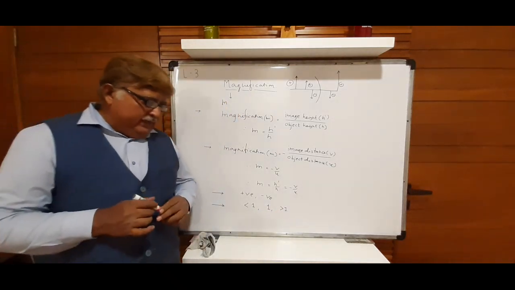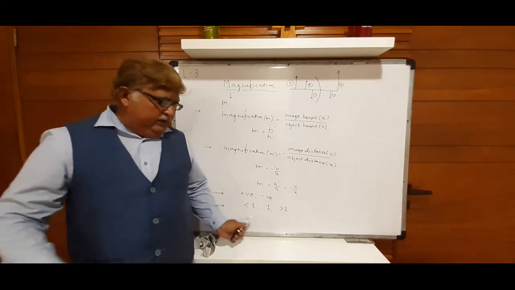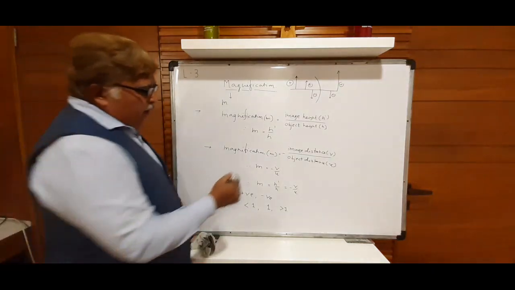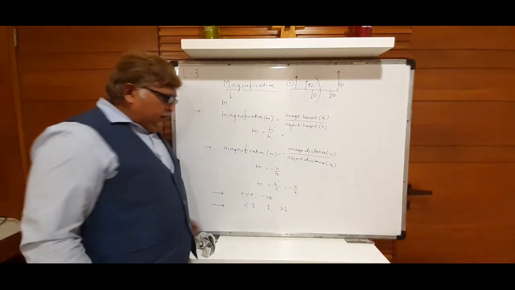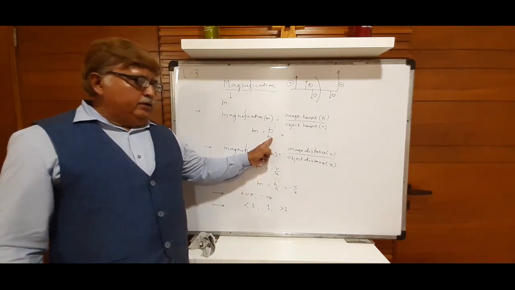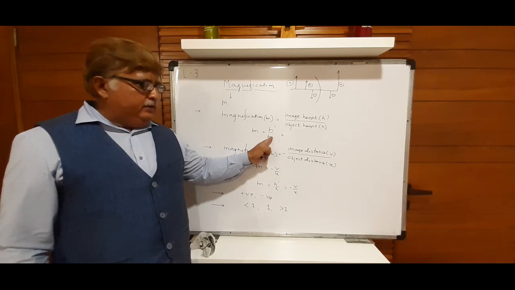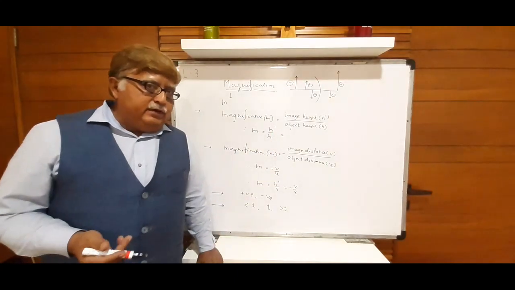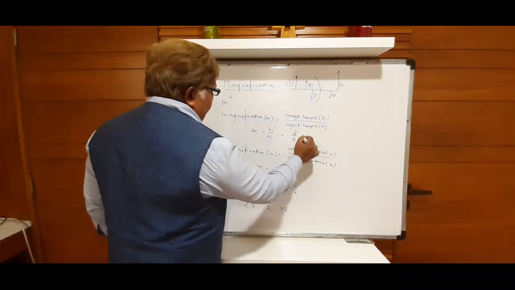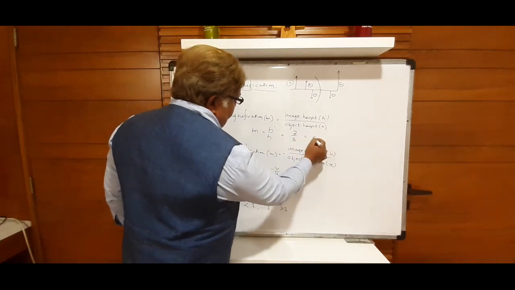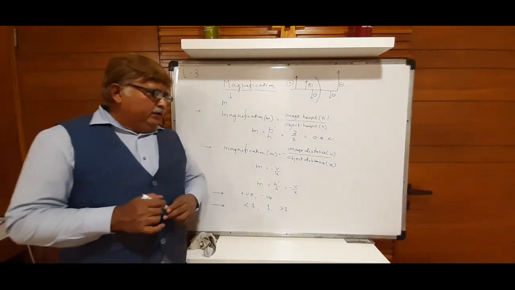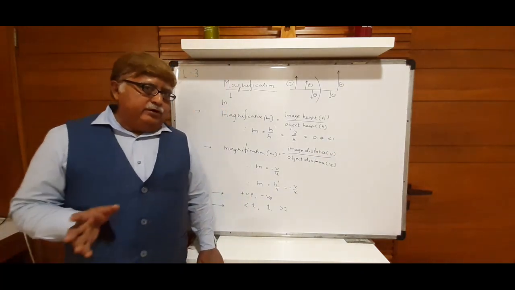A question may arise in your mind: when can magnification be less than 1? Just check from here. When the denominator, the object height, is more than the image height. Suppose image height is 2 and object height is 5, then obviously this turns out to be 0.4, less than 1. One thing is clear, there is no mention of all these points in your textbook, so remember it.